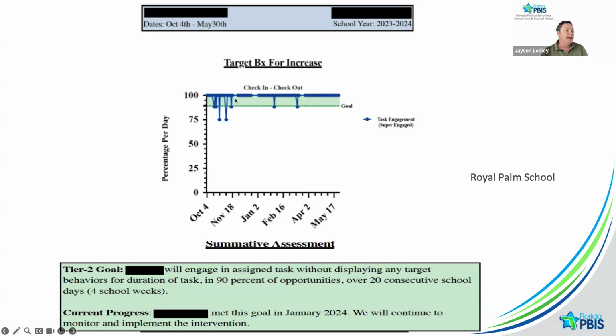But anyway, they had this nice data set, and they had their goal, and then they had that current progress. So they had a decision rule somewhere, and they decided to keep the intervention going, which is, I suppose, a good thing. As we can see, the student made some very good success here. Very good outcome.